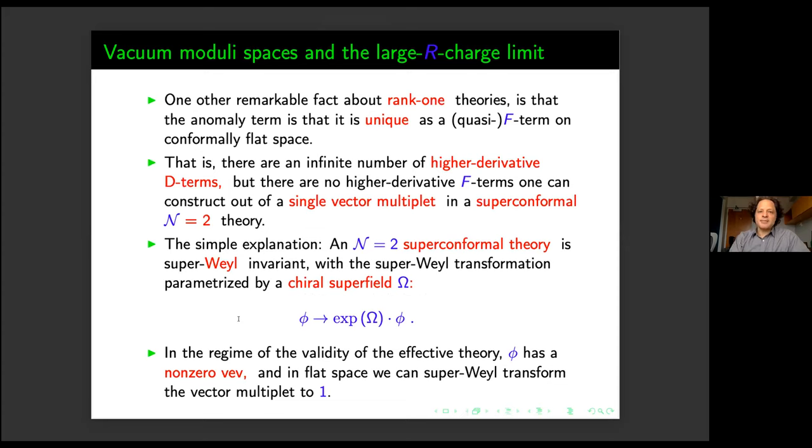One other remarkable fact about rank one theories is that the anomaly term is the unique F term on conformally flat space. That's definitely not obvious. It took us a while to sort that out. And I was told much later that it was believed to be true among many subcommunities, but there's never been a very simple proof of this fact, but it appears to be the case. So there are an infinite number of higher derivative D terms, but there are no higher derivative F terms one can construct out of a single vector multiplet in a superconformal N equals 2 theory in four dimensions. Anyway, there are various ways to see this, none of which are that simple.